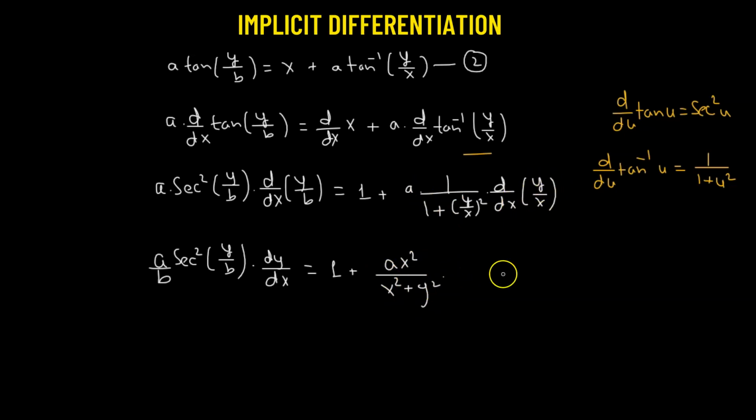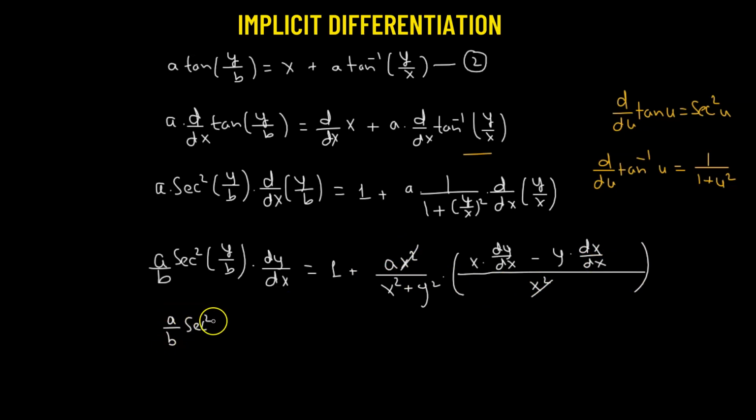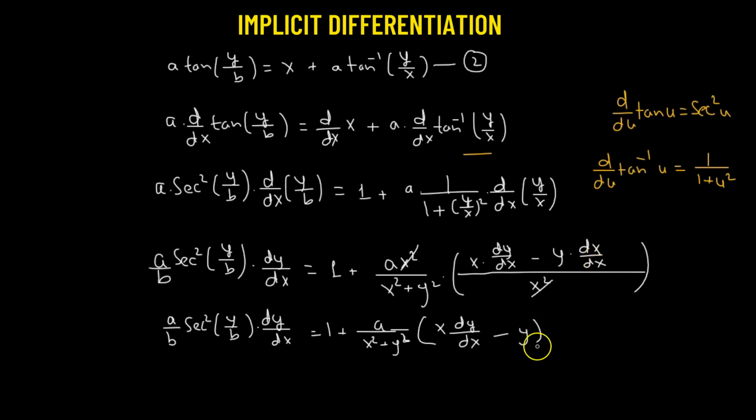Now we'll have to take the derivative of y over x. For this we're going to use the quotient rule. In the denominator we have x squared, and in the numerator we have x multiplied to the derivative of y with respect to x minus y times the derivative of x with respect to x. Right. So this x squared and x squared goes away, and now we are left with a over b times secant squared y over b times the derivative of y with respect to x equals 1 plus a divided by x squared plus y squared, whole multiplied to x times the derivative of y with respect to x minus y times the derivative of x with respect to x. So that's simply 1. Right.